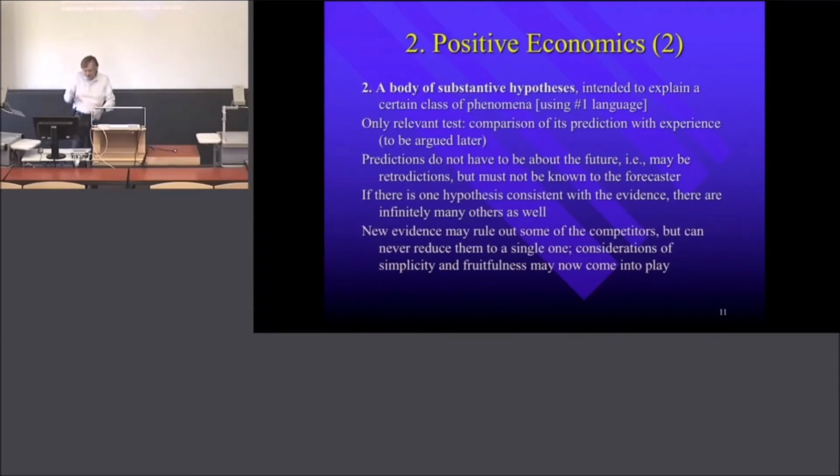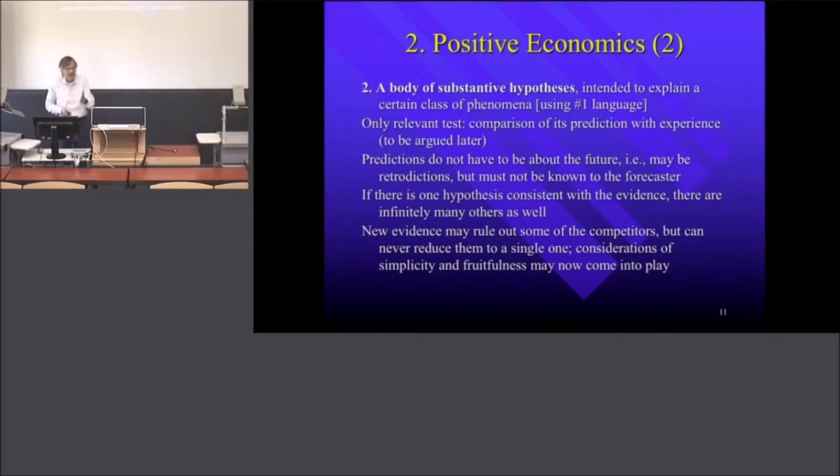And then, of course, you say, okay, let's compare these different hypotheses with new evidence. And there, again, he's extremely modern. He says, new evidence may rule out some of the competitors, but can never reduce them to a single one. So whenever you have data, there are always more than one theoretical construction fitting these data. And they're in competition. And if you have to decide with which one shall I work, then he says considerations of simplicity and fruitfulness now may come into play.